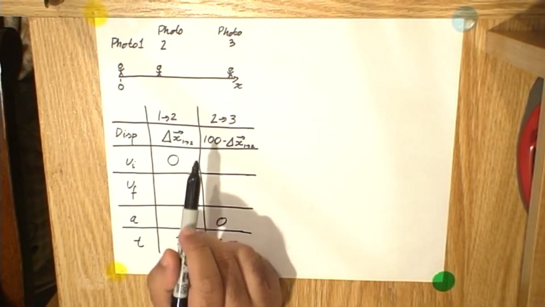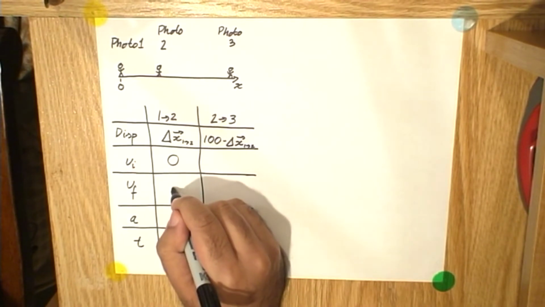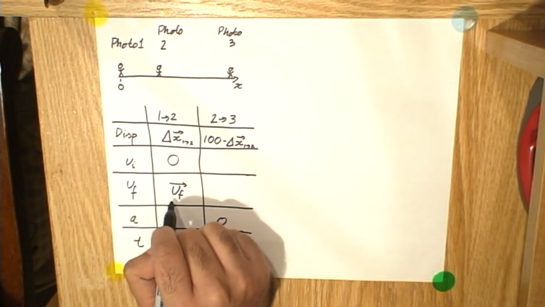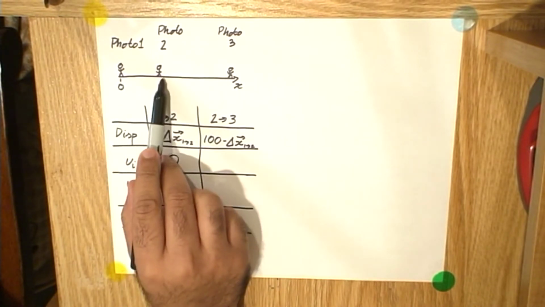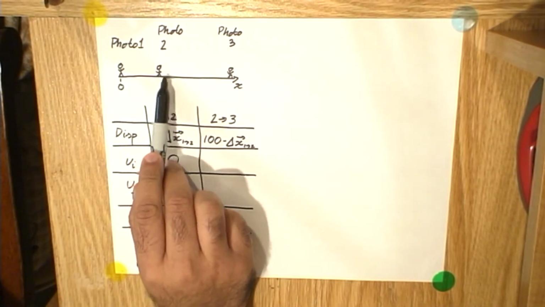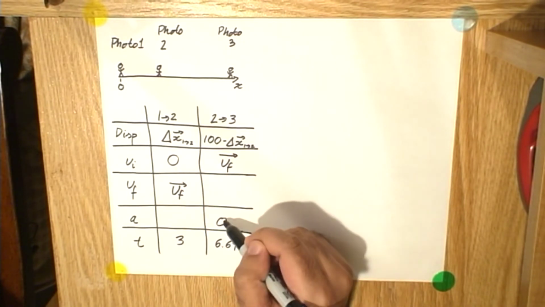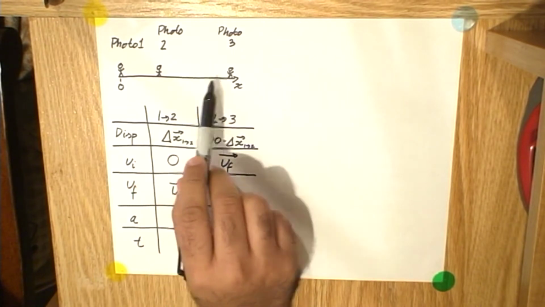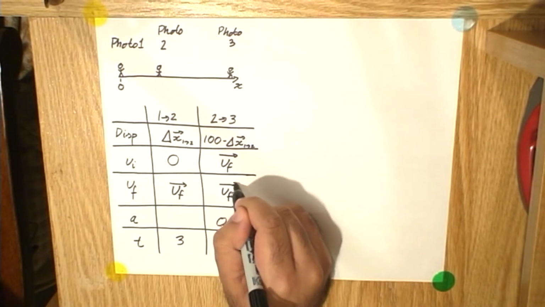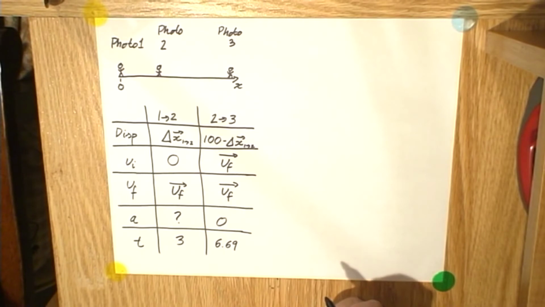Now, his velocity at photo 2 is unknown. So let's just call that Vf for the moment. But his final velocity in this phase, between photo 1 and photo 2, must also be his initial velocity in the second phase. And since he isn't accelerating, that means that his final velocity in the second phase, that is at photo 3, must also be V final. We do not know what his acceleration was over here.